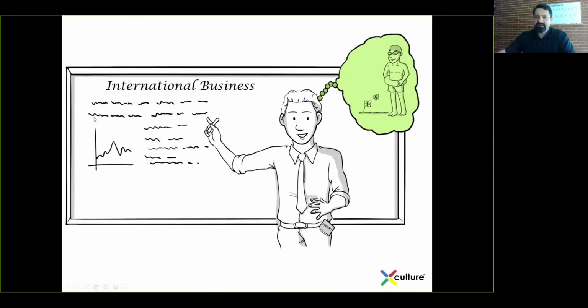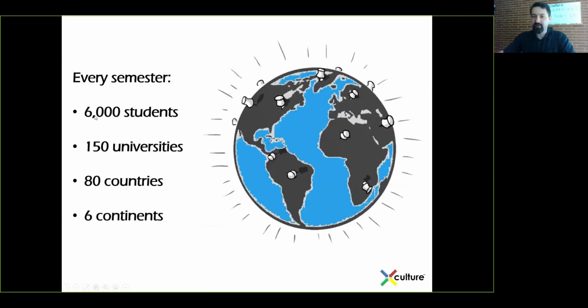X-Culture is a project that has been around for about 10 years, going into year 11. In a given semester, we have about 6,000 students, a little bit more than 6,000 last semester. They come from about 150 universities in a given semester. Depending on how you count the countries, we get about 80 countries represented by the location of the students, about 45 countries by the location of the university. All 6 continents represented, all major island groups around the planet.